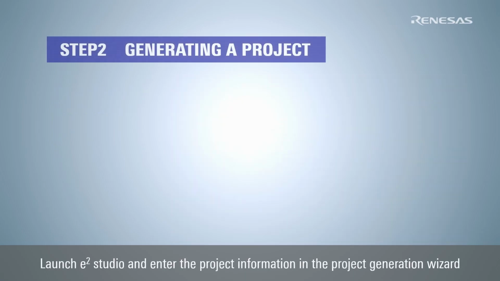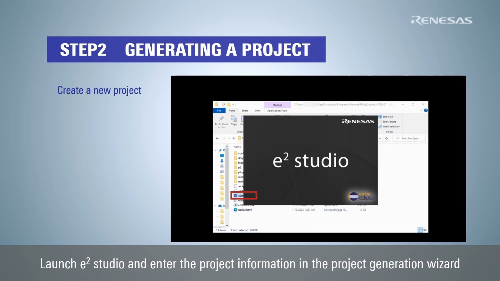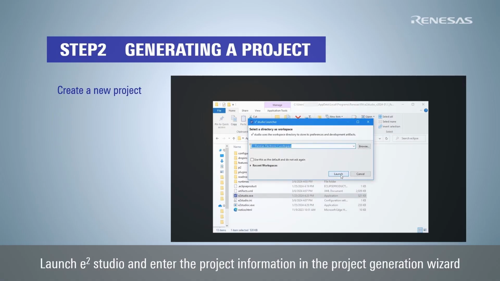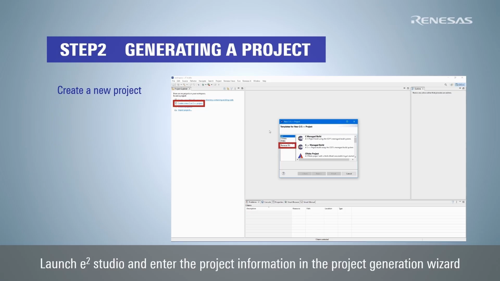This next chapter describes how to generate a project. In this video, we will generate a project using the Blinky template, which includes the LED blinking process. Launch E2 Studio and click Create a new C or C++ project on the Project Explorer tab. Select Renesas RA and Renesas RA C/C++ project.